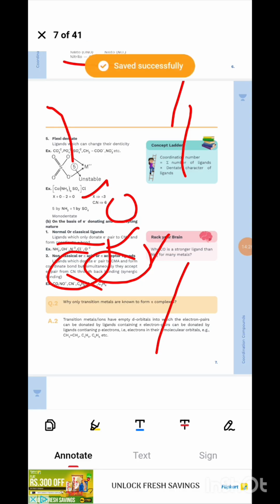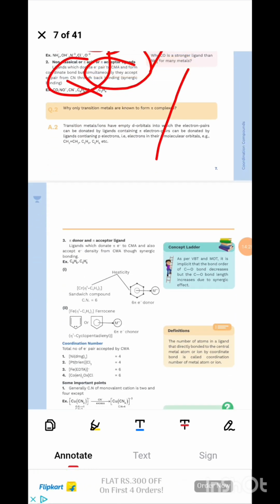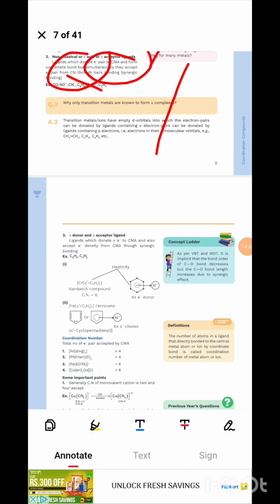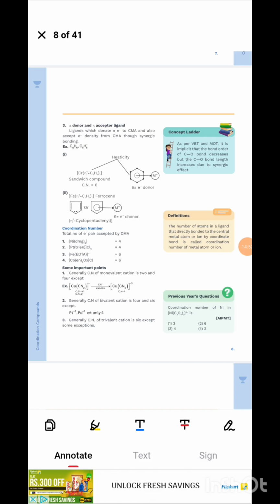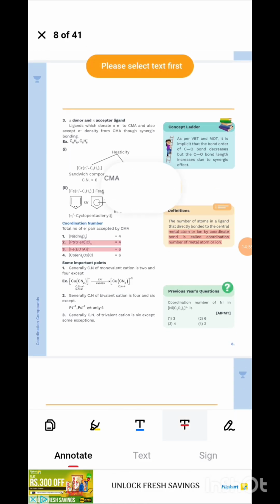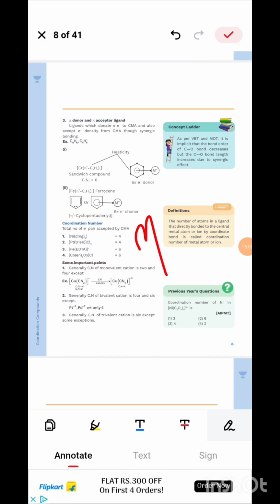Again, pi donor and pi acceptor ligands donate pi electrons to the central metal atom and also accept electron density from the CMA through synergic bonding. Phenyl and cyclopentadienyl ligands have synergic bonding, and they are pi donor pi acceptor ligands. Then ferrocene is another pi donor ligand. You can see this, and it is known as hapticity, eta n. Eta indicates the number of carbons present on that molecule or ligand.